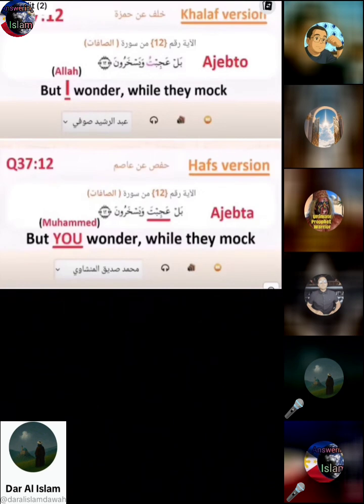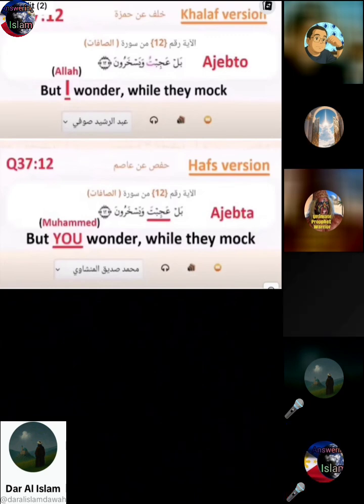Here's the question. What was in the Uthmanic text in Surah 37:12? And in that particular verse, was the one in the Uthmanic text Ajibtu or Ajibta?